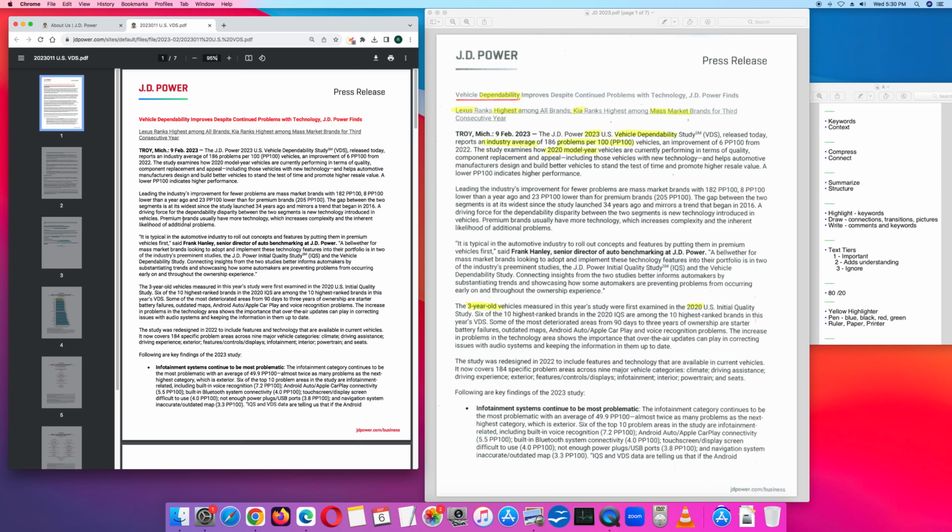Context refers to what this document is about, and where this paragraph fits into the overall structure. Keywords and context.